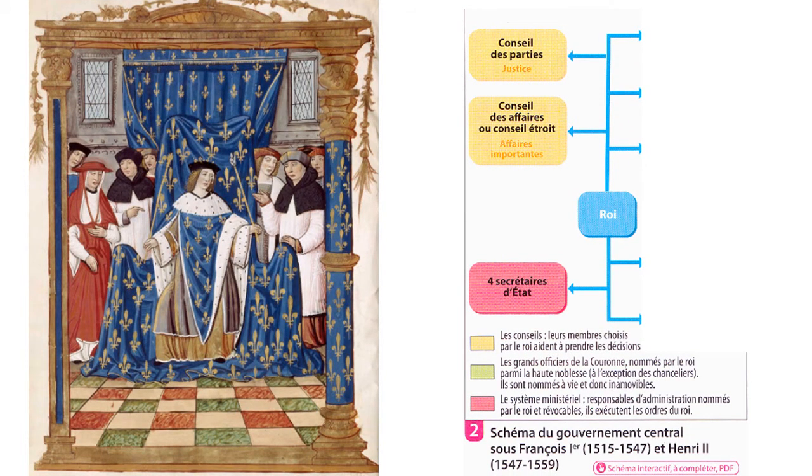So the key issue, the most important problem that kings had to deal with if they wanted to build a more modern state, was to provide their kingdom with a greater unity.